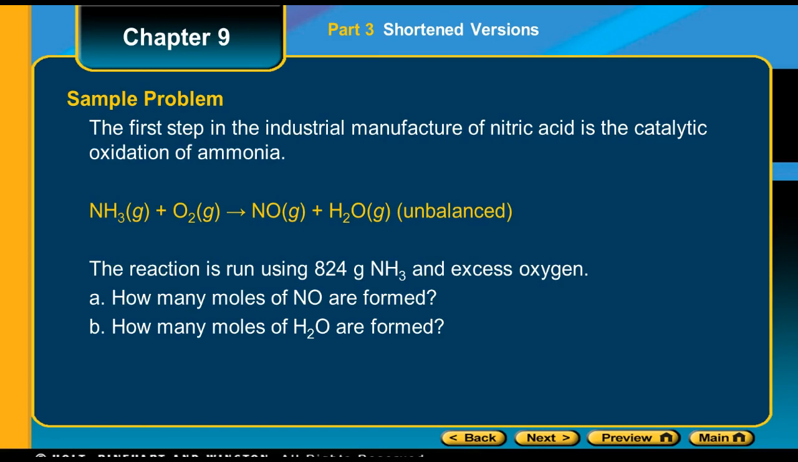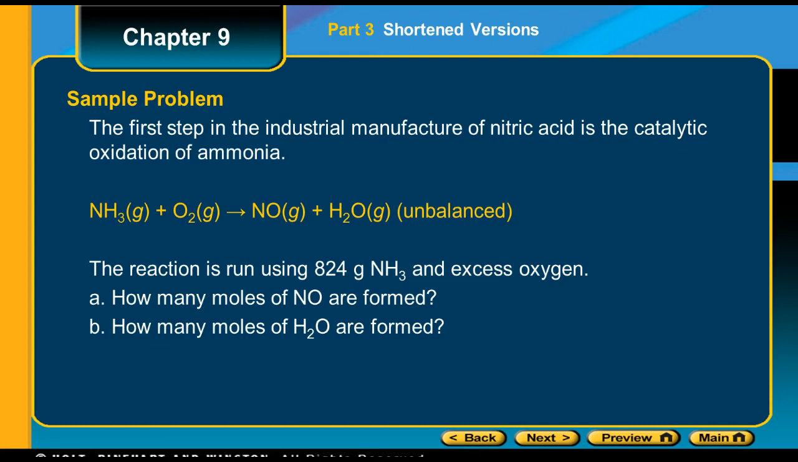All right, so you have another sample problem here. It says the first step in the industrial manufacture of nitric acid is the catalytic oxidation of ammonia. That's a lot of big words. Basically what they're saying is the first step is you react ammonia. They've given you a chemical equation: NH3 plus O2 makes NO and H2O, and it is unbalanced. That wasn't very nice. And they say the reaction is run using 824 grams of NH3 and excess oxygen.